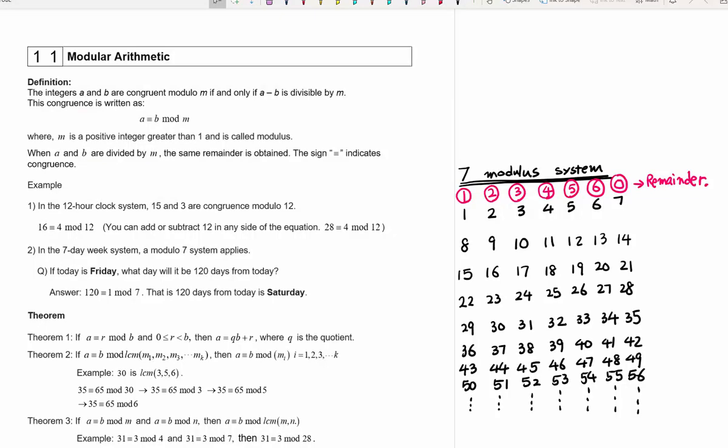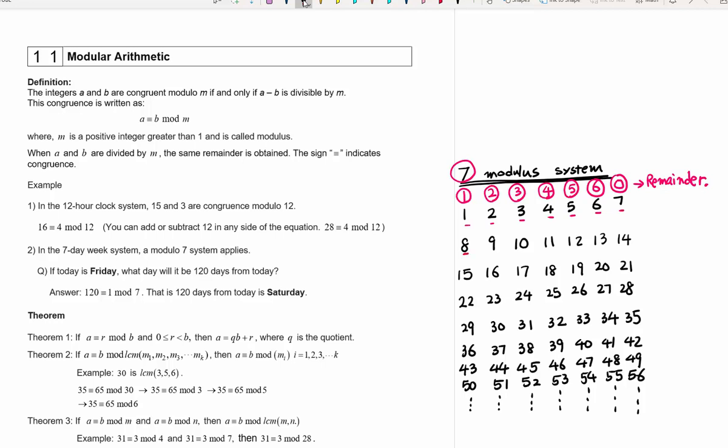Hi, today we're going to go over modular arithmetic. I have one sample modular system here. There's a seven modular system counted this way: 1, 2, 3, 4, 5, 6, 7, and 8 is over here.